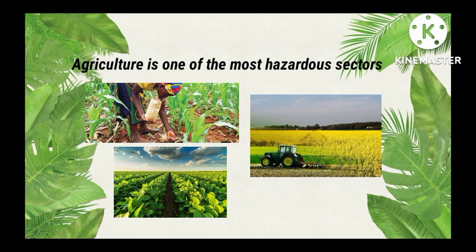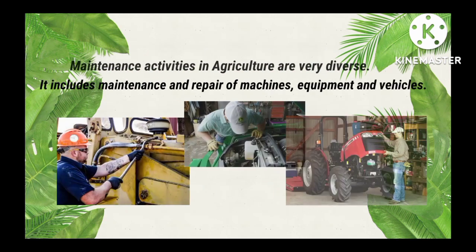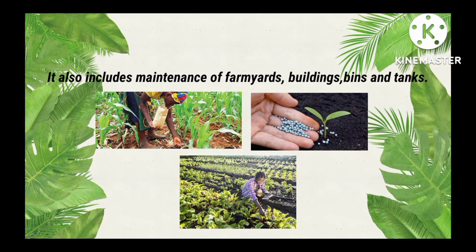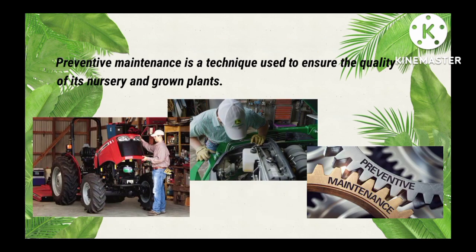Agriculture is one of the most hazardous sectors in terms of work-related accidents. Maintenance activities in agriculture are very diverse. It includes maintenance and repair of machines, equipment, and vehicles. It also includes maintenance of farmyards, buildings, bins, and tanks, the maintenance of drainage and irrigation systems, and roads are also under these utilities. One of the most important maintenance activities is done in plant nurseries.